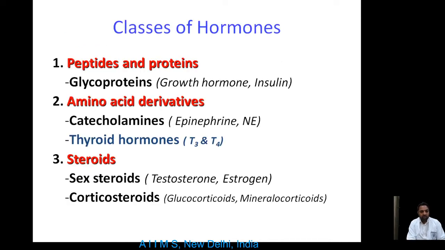Okay, so these are peptides and proteins. Peptides and proteins are basically made up of glycoproteins. Examples are growth hormone and insulin, whereas among the amino acid derivatives, the most common examples are thyroid hormones and catecholamines. And the third is the steroid hormones. So these are the three types of hormones we have.